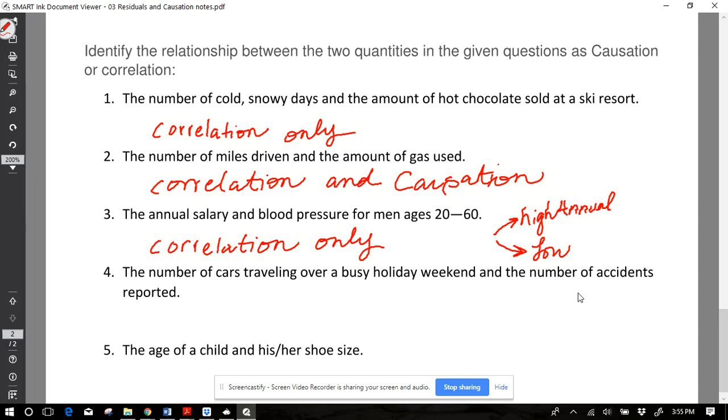All right, number 4, the number of cars that travel over a busy holiday weekend and the number of accidents that are reported. Okay. There's definitely a correlation here, but is there a causation? Can you say that because there's more people on the road, there are more accidents happening? It would seem likely, but that's not necessarily the reason, right? There could be a very few number of cars on the road over a busy holiday weekend.